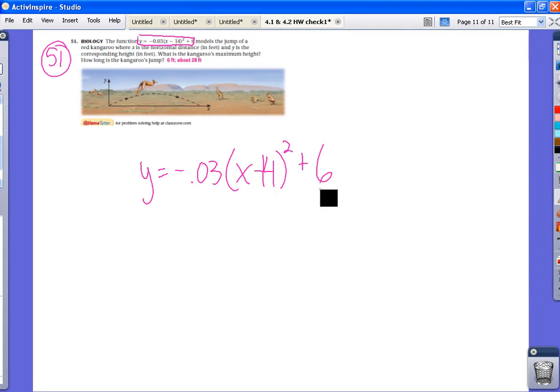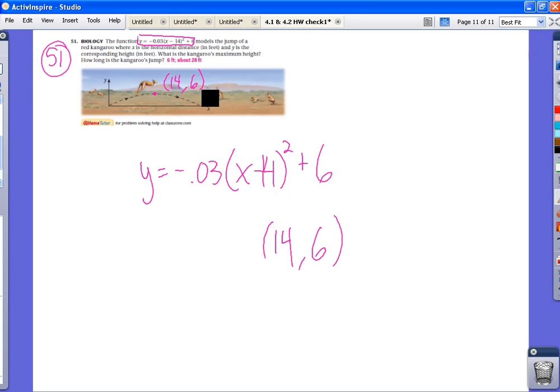This is in what form? I can't remember. I'll give you 3 choices: standard, vertex, and intercept. Vertex. Where is the vertex of this parabola? Right in the middle. This is 6, and 14. Moves up 6, moves to the right 14. Remember that? The vertex form. So the vertex is 14, comma 6. So the max height is 6. At 14 feet, he's at his highest. His highest is 6 feet.